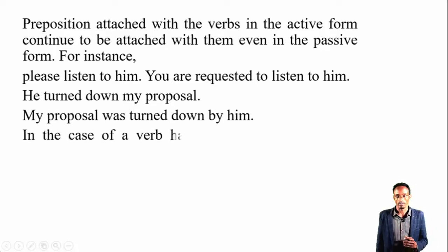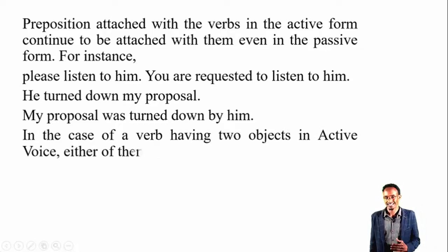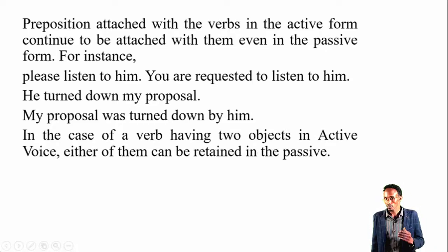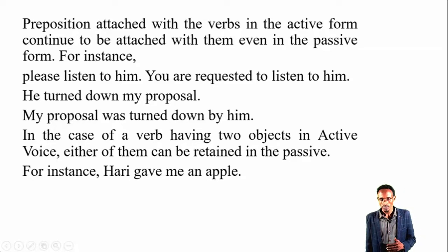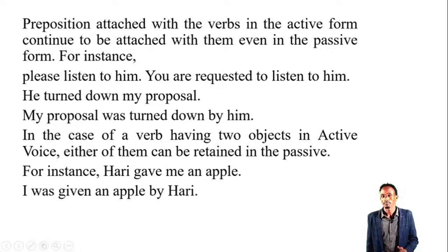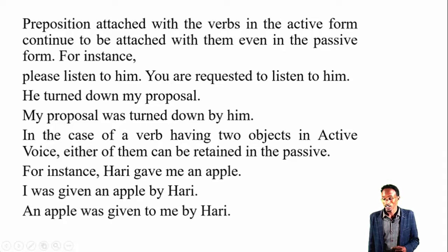In the case of a verb having two objects in active voice, either of them can be retained in the passive. For instance, Harry gave me an apple. I was given an apple by Harry. An apple was given to me by Harry.